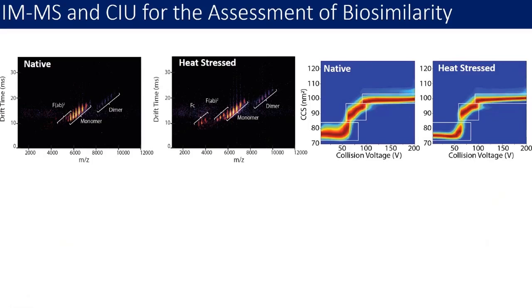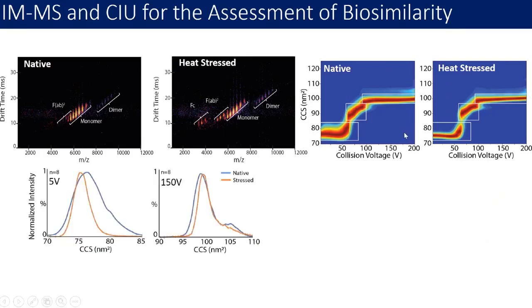Of course, we record CIU data from all of these different states that we observe as a function of heat stress, for example. And it's hard to see in just looking at these different fingerprints, but there are actually some remarkable differences here between the native and the heat stress sample. First and foremost, we can observe that there are shifts in both the widths and the centroid cross sections for some of the features that we observe here.